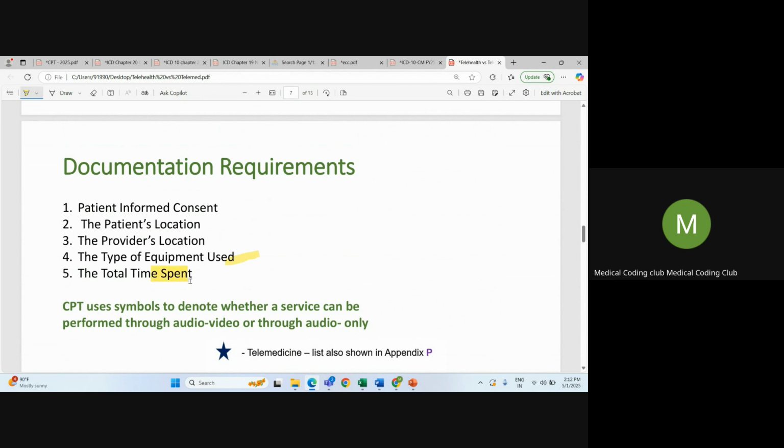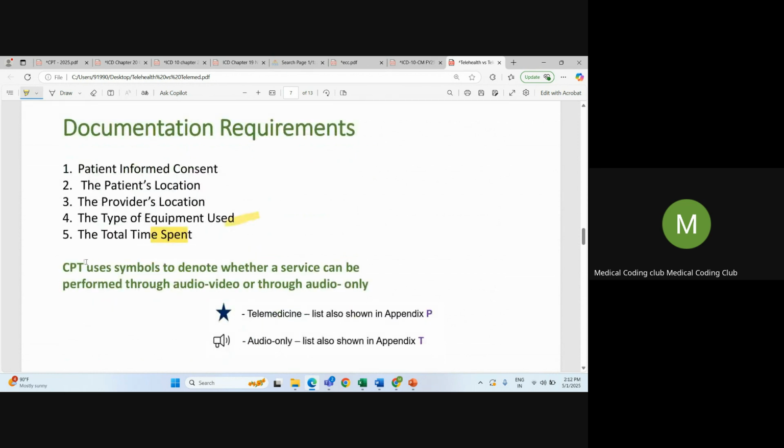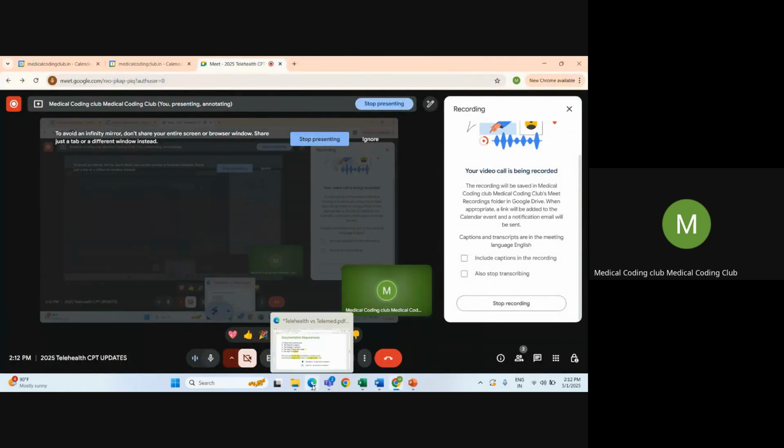Okay, when I say telemedicine, here we follow both the MDM guideline and the time-specific coding guideline. So how much time he is spending via video call, that much time he needs to capture in the medical record. By seeing the time, I can select my CPT codes. You can also see CPT uses a symbol to denote whether the service can be performed through audio, video, or through audio only. Here it's in a simple way.